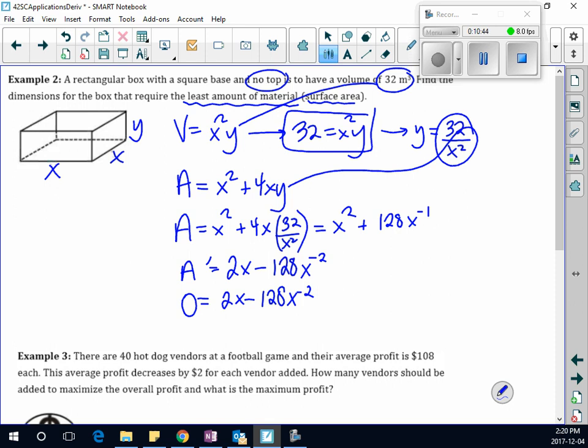So we need to solve, right? Well, now what? This is just algebra skills now, right? I'd probably move this over to the other side. So I get 128 x to the power negative 2 equals 2x. Do not, whatever you do, divide by an x. I could divide by 2, and I get x equals 64 x to the power negative 2.